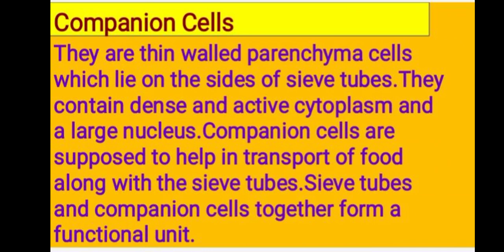Let's look at the companion cells. They are thin-walled parenchyma cells which lie on the sides of sieve tubes. They contain dense and active cytoplasm and they have a large nucleus. Companion cells are supposed to help in transport of food along with the sieve tubes. Sieve tubes and companion cells actually together form a functional unit.